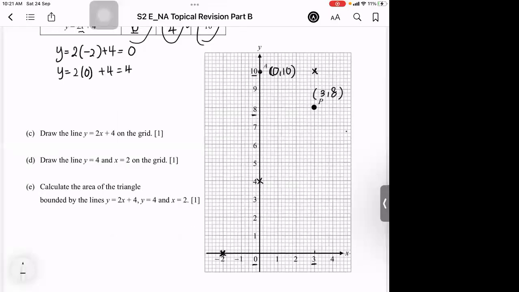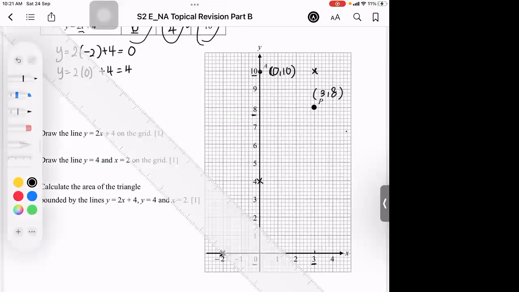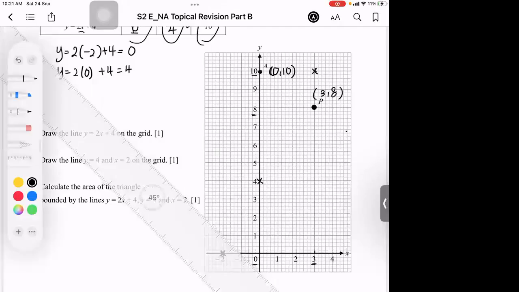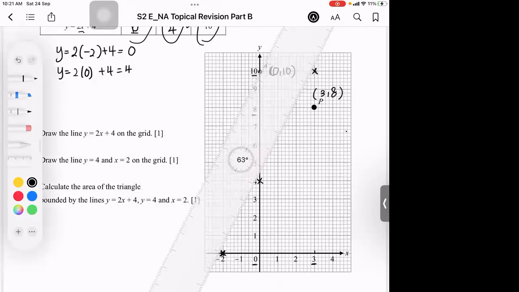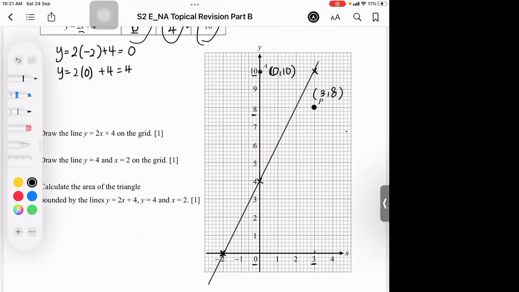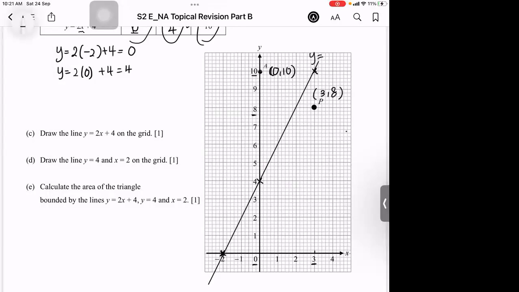Okay, then you draw your line, a straight line. Please draw using pencil during examination. Okay, then draw the line. So this one is the line y equals 2x plus 4. Answer. Okay, next one, draw the line y equals 4.